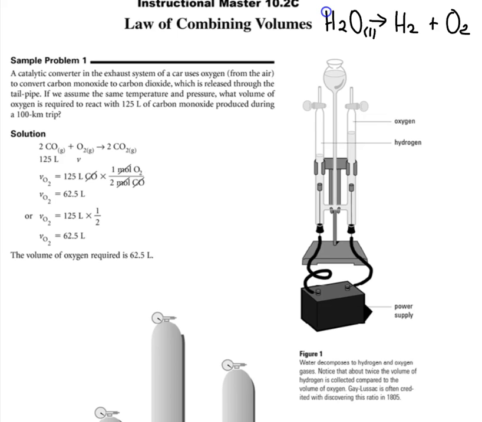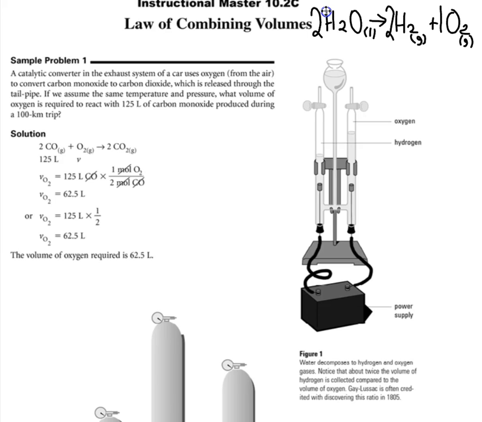Liquid water decomposes to its element gases, and you'll find that when you observe the tubes containing the product gases, the volumes are actually very close to the 2-to-1 ratio. So when we balance this reaction equation, we get 2 moles of water decomposing to 2 moles of hydrogen and 1 mole of oxygen.